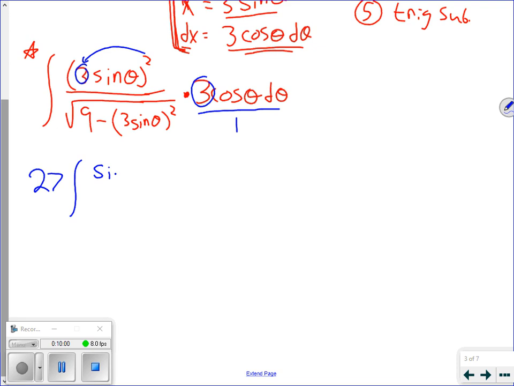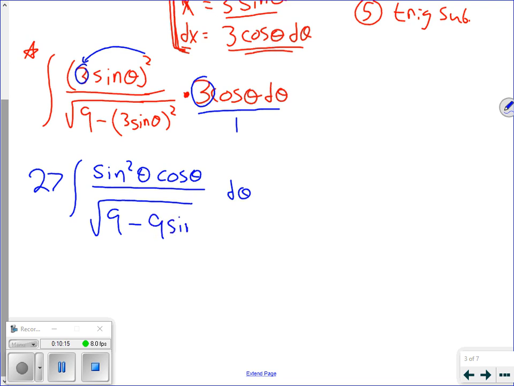And what I'm left with on the top is sine squared theta, cosine theta, and I'm going to put the d theta right here. And on bottom, what I have is the square root of 9 minus, and I'm going to go ahead and say 9 sine squared, because you can distribute the square.